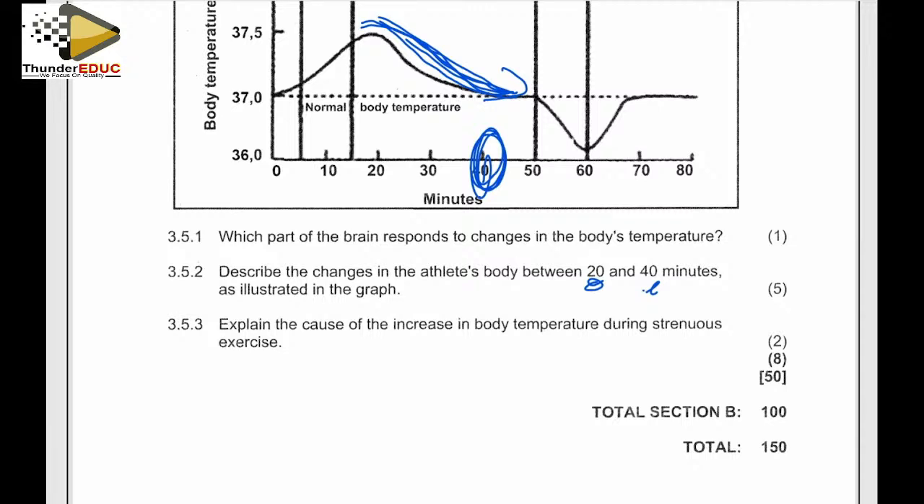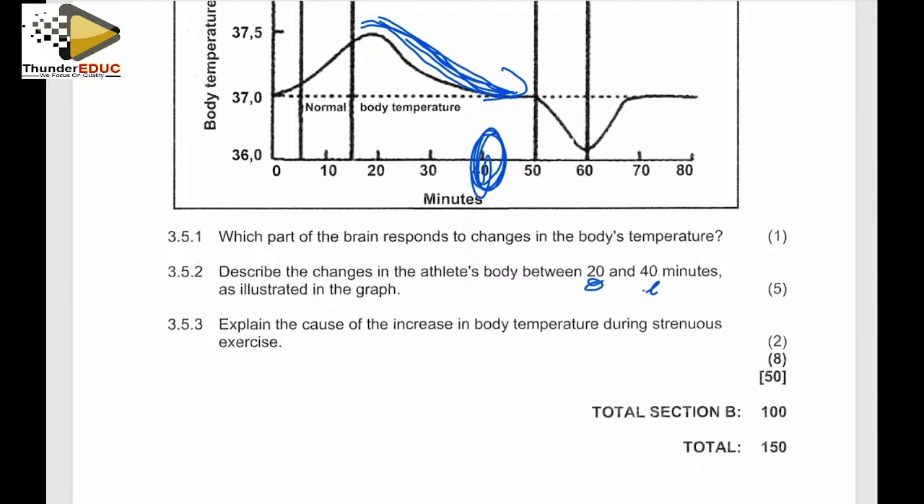Explain the cause of increase in the body temperature during strenuous activities. Why is there an increase in the body temperature when you are doing vigorous activities? You can think about any vigorous activity you do. Here you can talk about the high rate of metabolic reactions when you are doing vigorous activities. This high rate of metabolic reactions produces a high amount of heat.